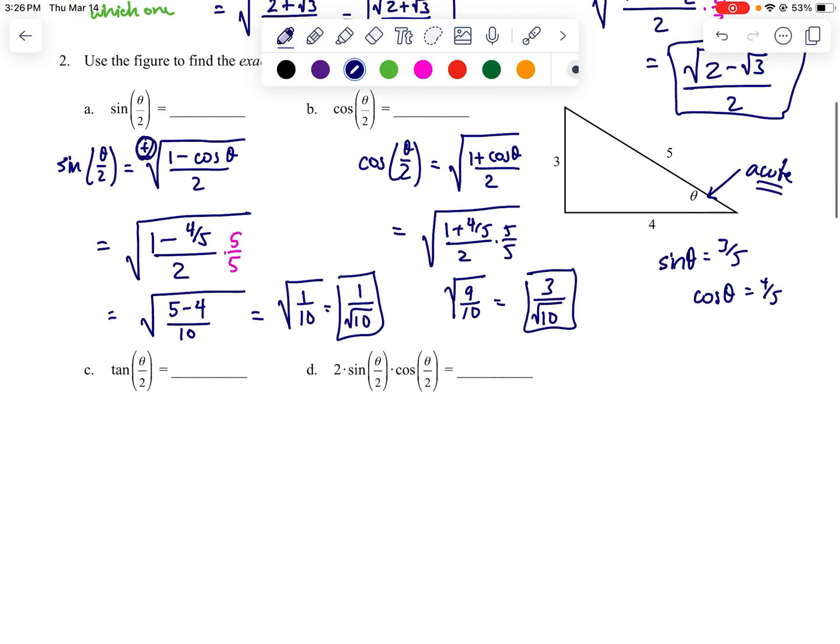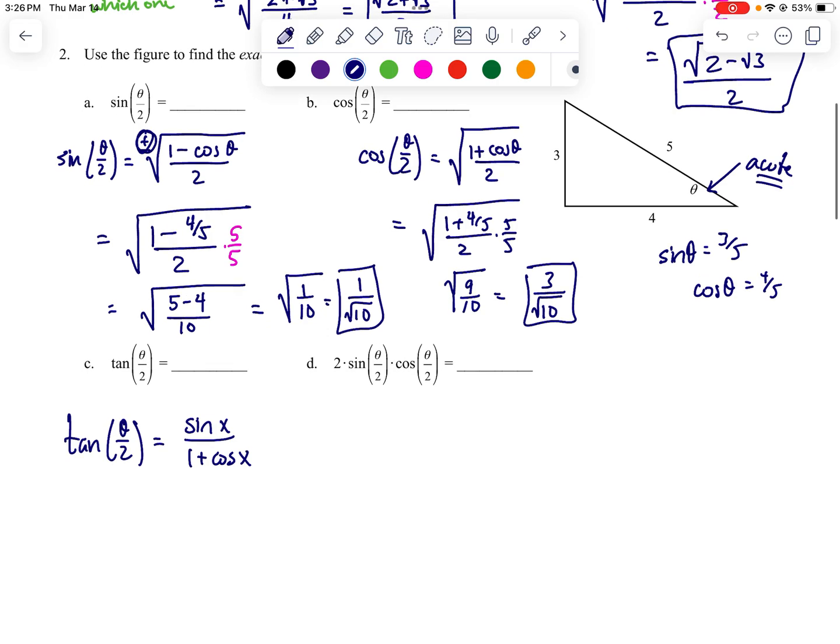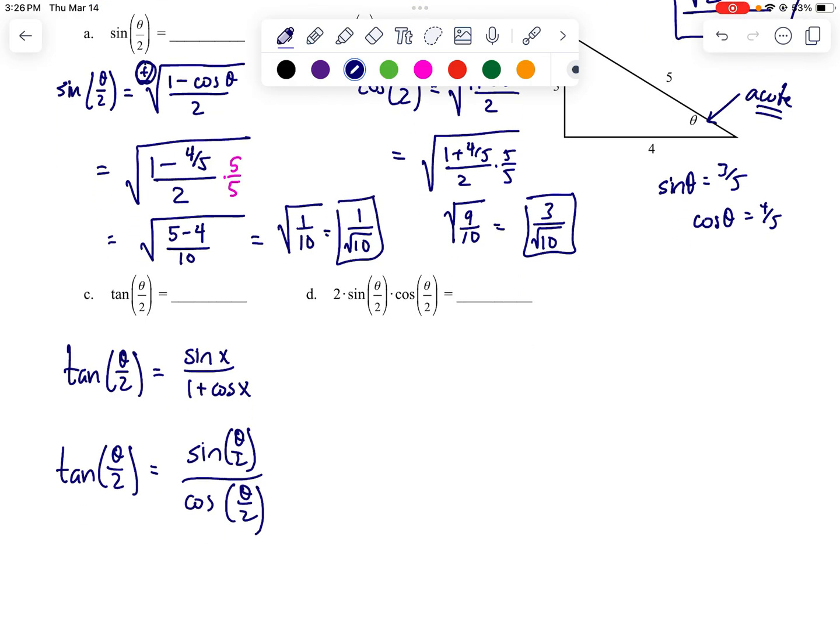Now, what's interesting for tangent is notice that it has a couple of options you can choose. It's totally up to you. And so it's the sine of the angle divided by 1 plus the cosine of the angle, okay? But another way to get tangent of theta cut in half is to take the sine of the half angle and divide it by the cosine of the half angle. We can actually use our old trig identities. And the reason that's helpful is because notice we already have the sine and the cosine.